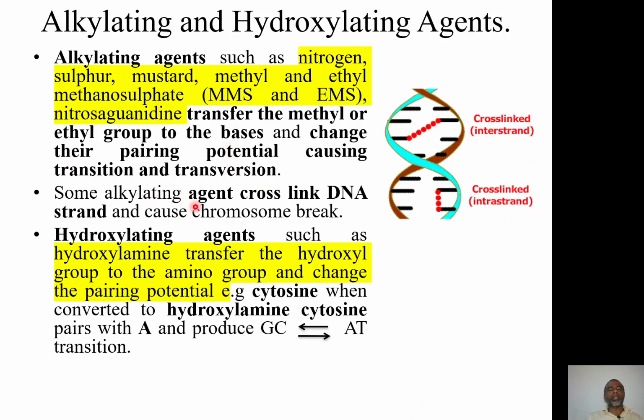Some alkylating agents cross-link DNA strands. You can see over there that normally this base has to pair with this base, but because alkylating agents have transferred their methyl or ethyl group to these bases, they will cross-pair with one another.